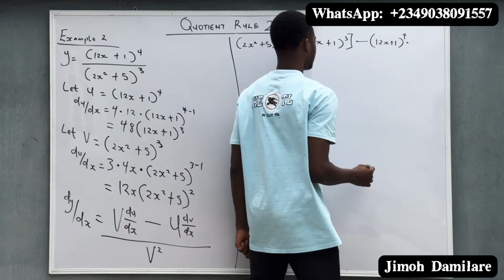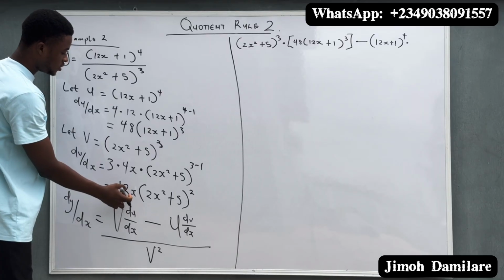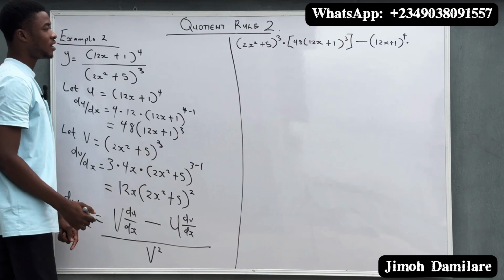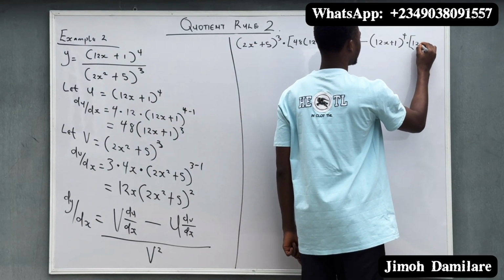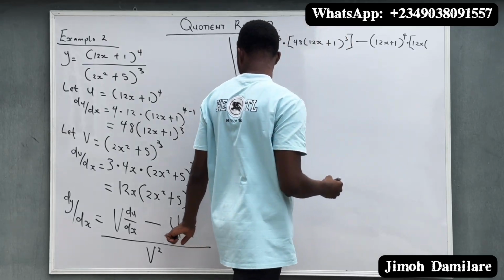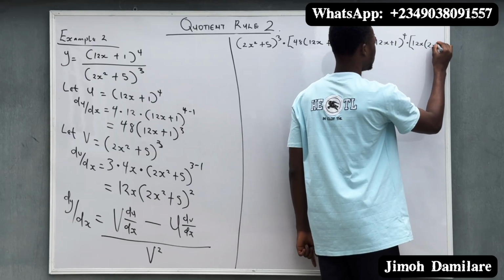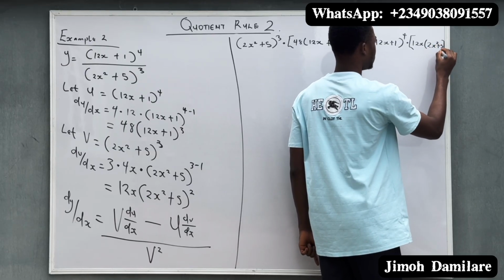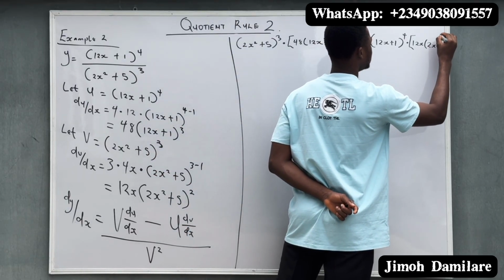So multiply by what? So what is our dv over dx? Our dv over dx is given as 12x open bracket 2x squared plus 5 raised to power 2. So we can just manage to write that here. So we have 12x open bracket 2x squared plus 5 raised to power 2. Sorry about that. So just be following, so you get it.